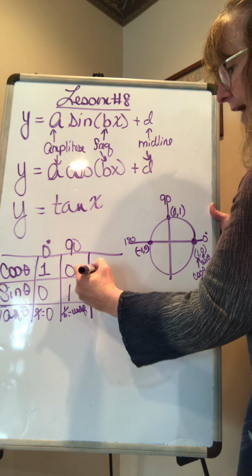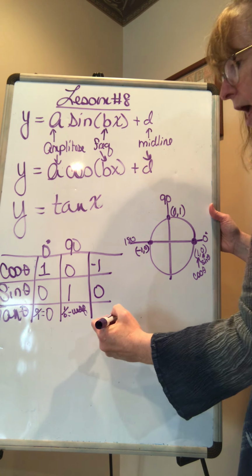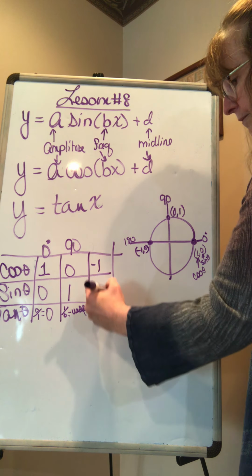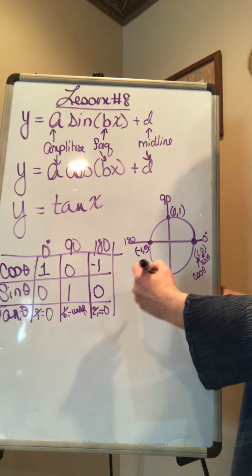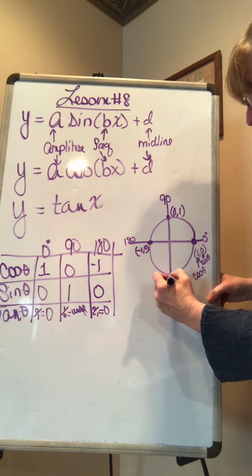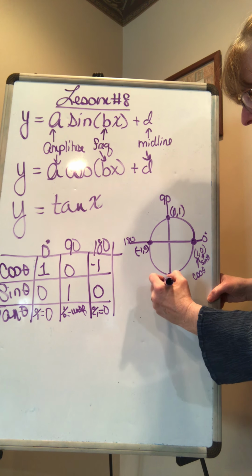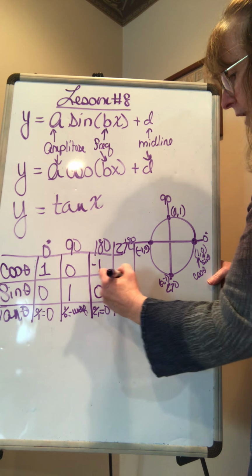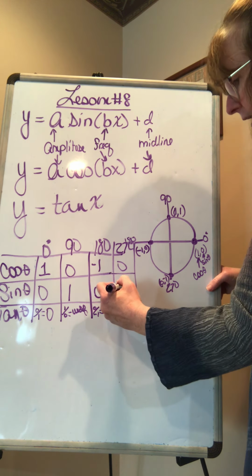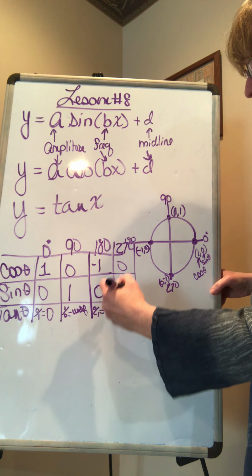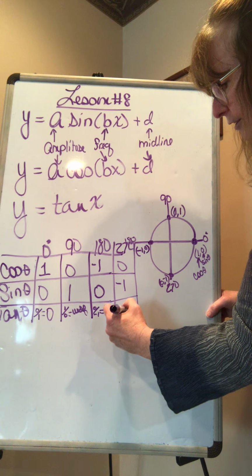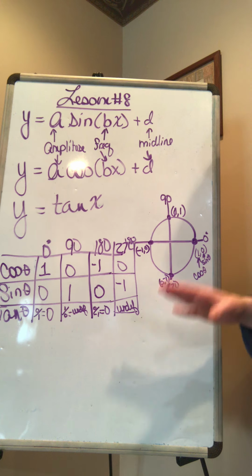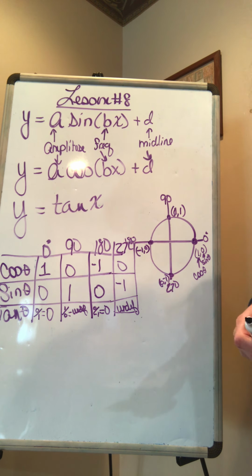My cosine is -1. My sine is 0. And my tangent would be 0 divided by -1 or 0. Then when we're at 270, we have 0, -1. So therefore, at 270 degrees, my cosine is 0, my sine is -1, and my tangent is back to being undefined, because -1 divided by 0. So with this table made, let's look at one graph at a time.